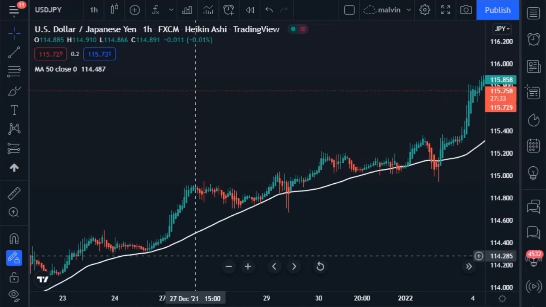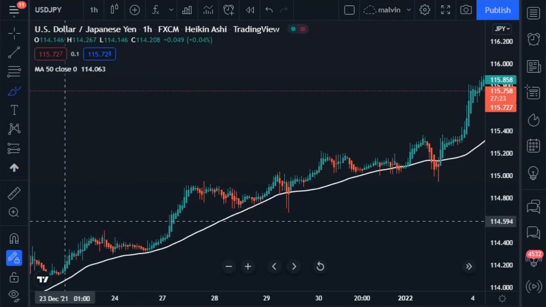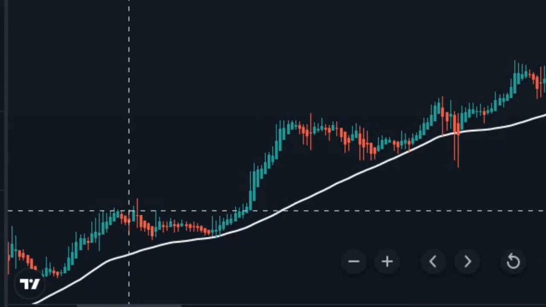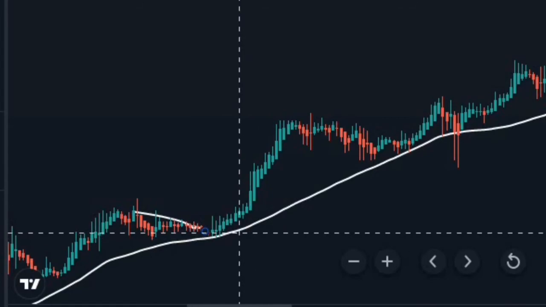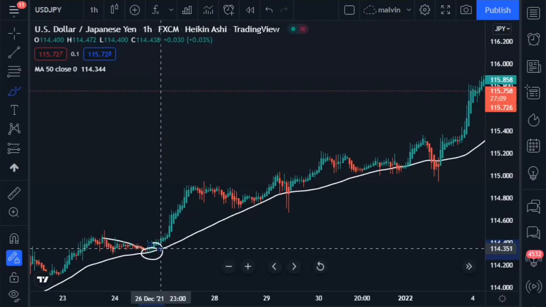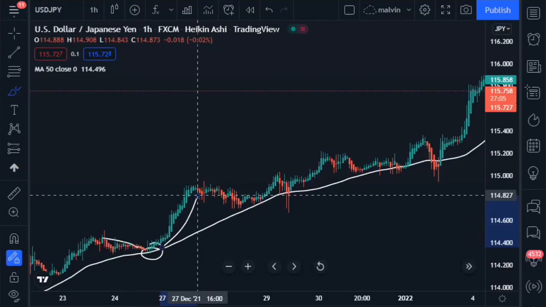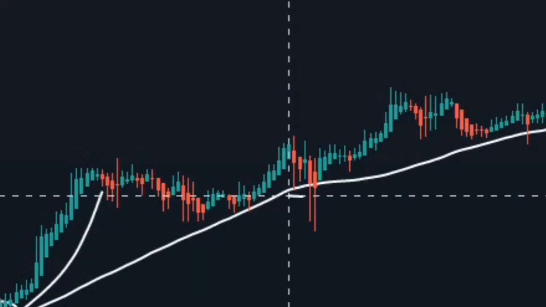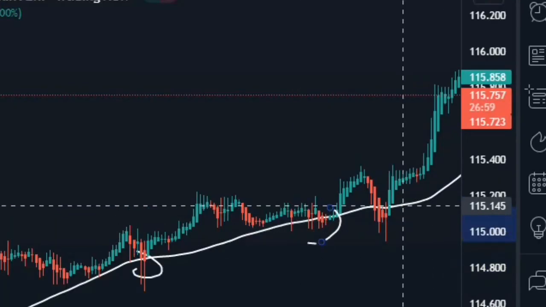Now, there are other things the 50 moving average does apart from telling us that price is in an uptrend or a downtrend. The 50 moving average acts as a support or a resistance in the market. So you could see here, price was at a retrace. Price got to the 50 moving average area here, and the 50 moving average had to push price up to continue in that uptrend. You could see that same thing right here, and right here.